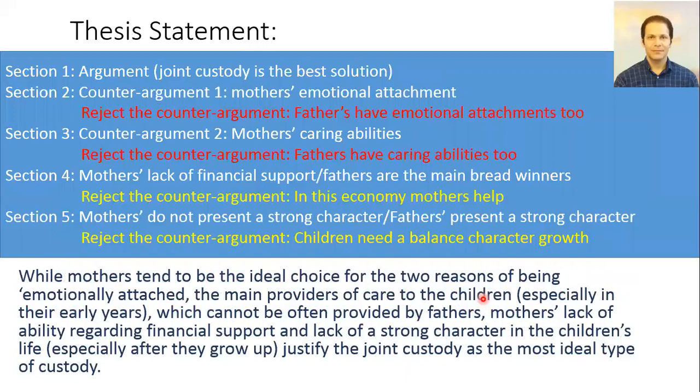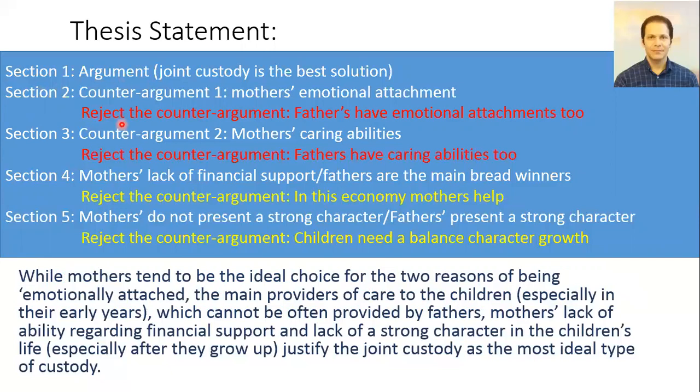So, how many sections do you think my paper should have? Based on this thesis statement, my paper should have 5 sections. The first section is about the argument. And of course, the second section is the counter argument number 1, which is mother's emotional attachment. And of course, I have to reject this counter argument.